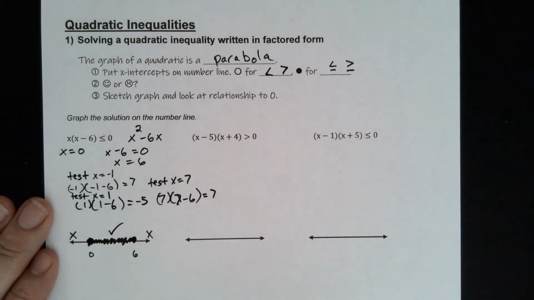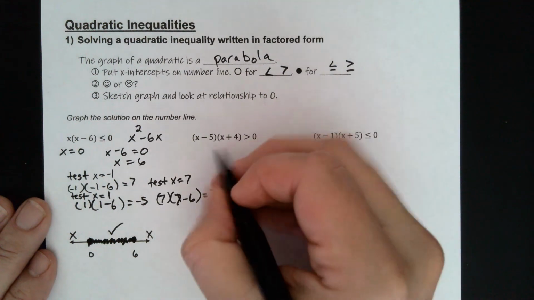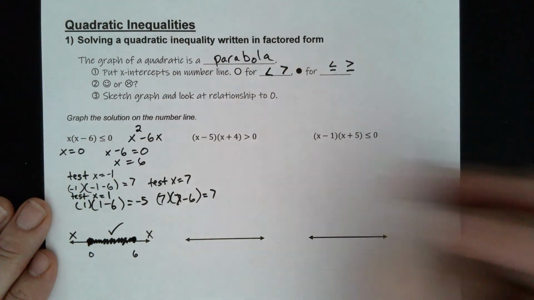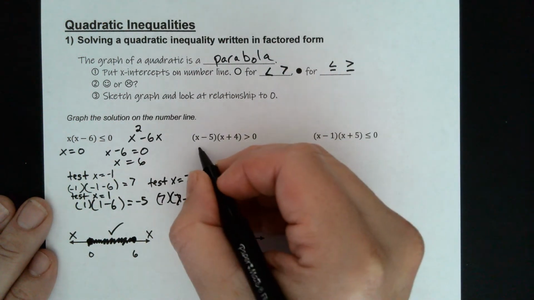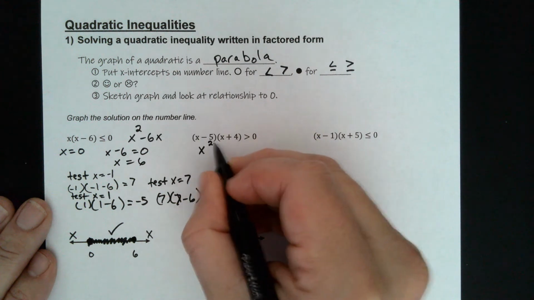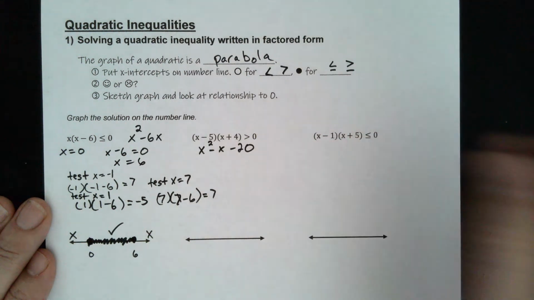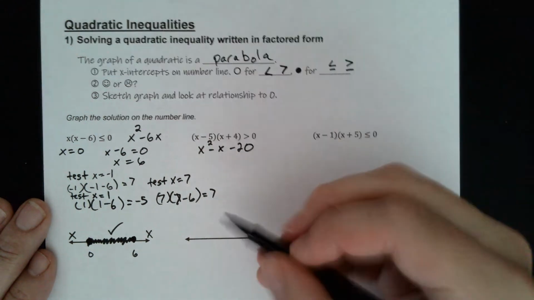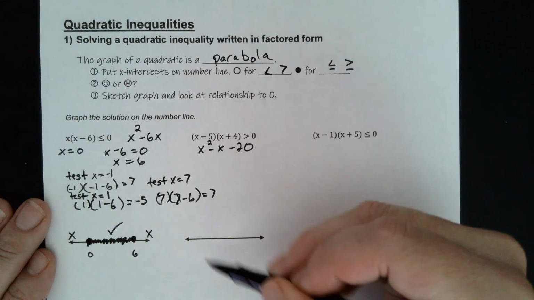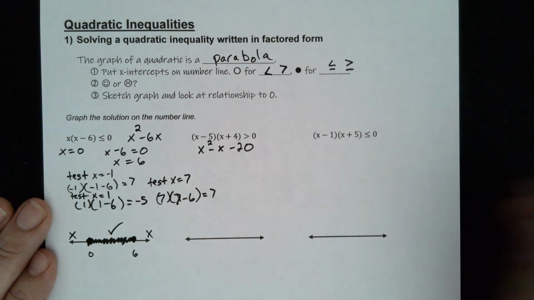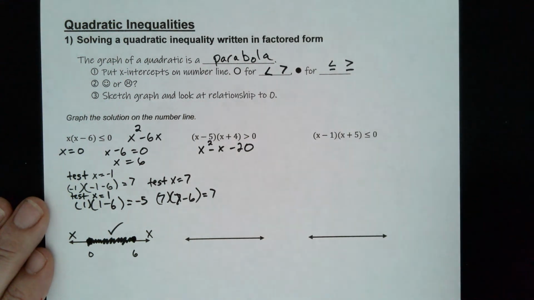Okay. All right, looking at this one, if I multiply this out, let's see, I'll get x squared. I'd get a -5x and a 4x, so that's -x, and then minus 20. Okay, so that's another parabola facing upward. So it's going to look like this. We know that already. And it's asking us where we're greater than 0.